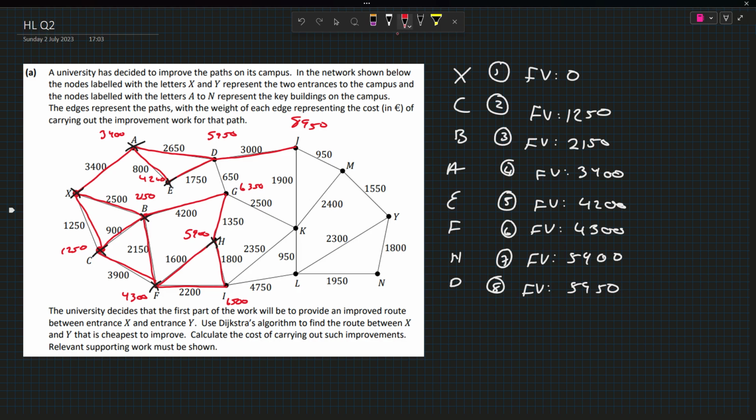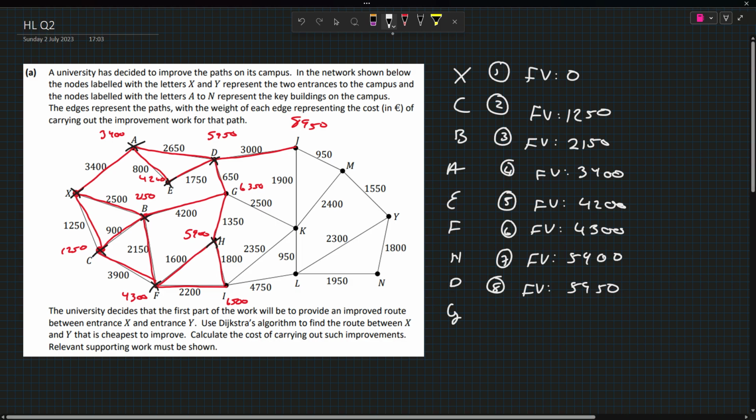And nowhere else. Okay, we've considered this path, but we're not taking it. And that leaves D checked off. Now, next smallest is going to be G at 6,350. So priority 9, final value of 6,350.